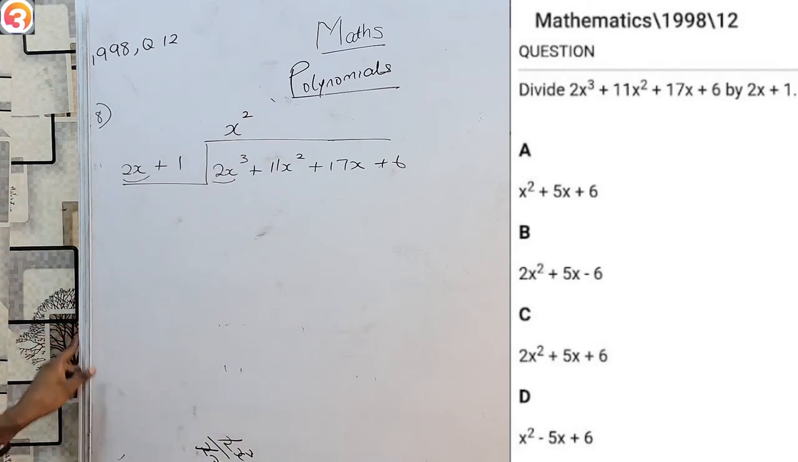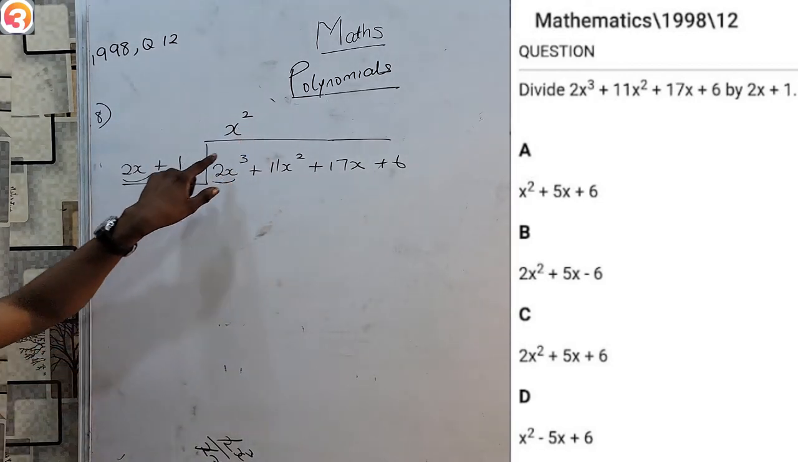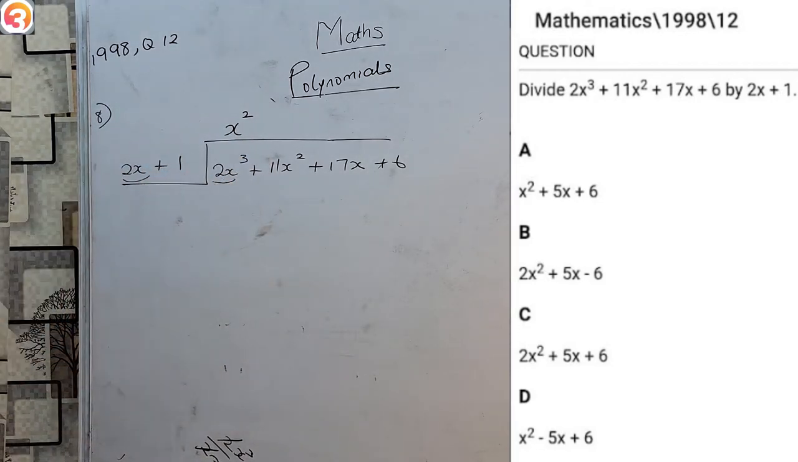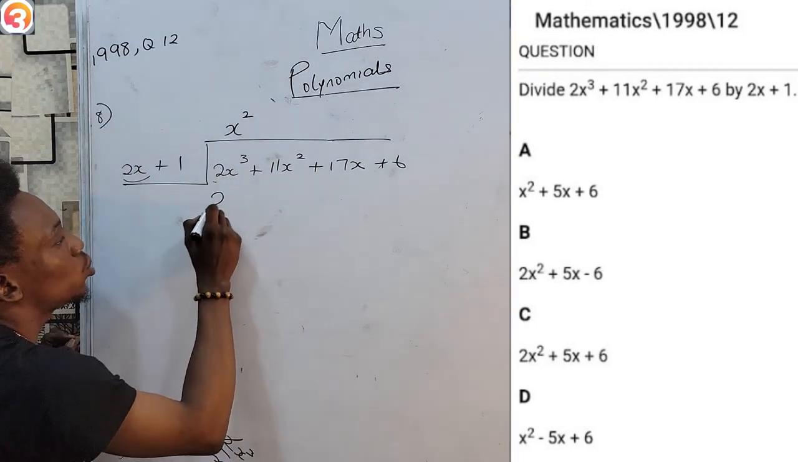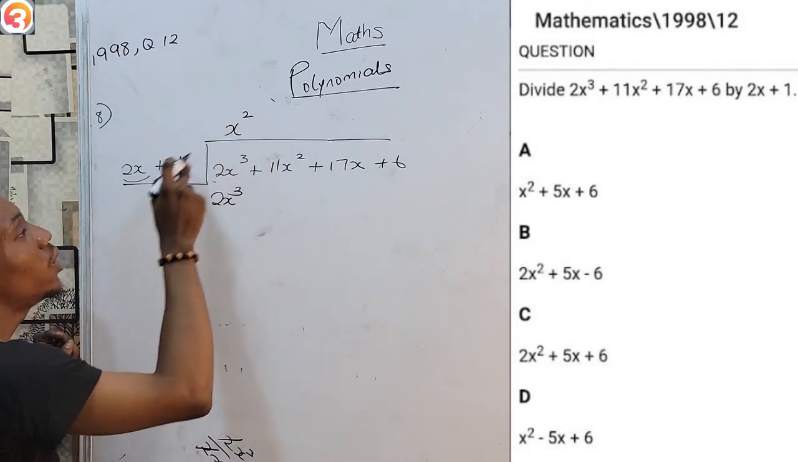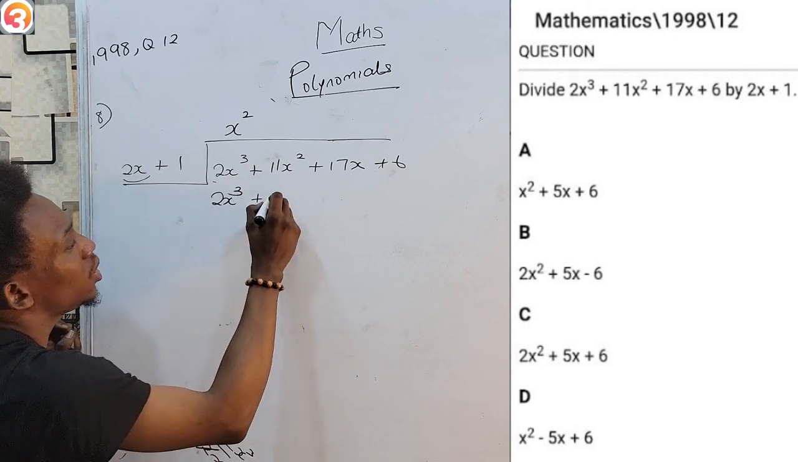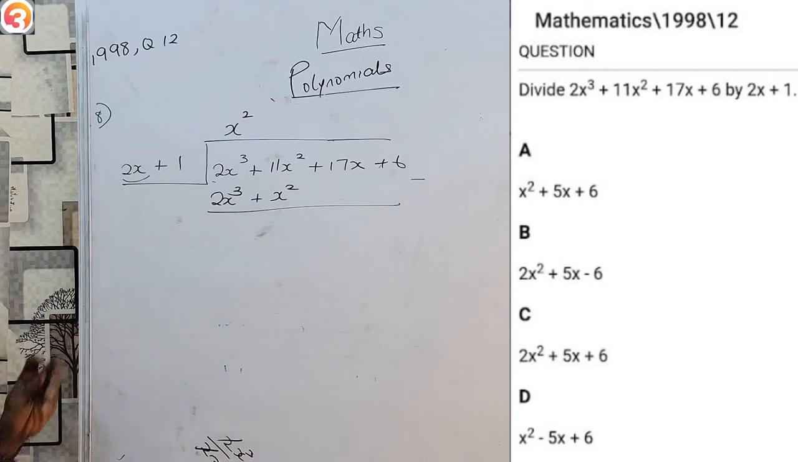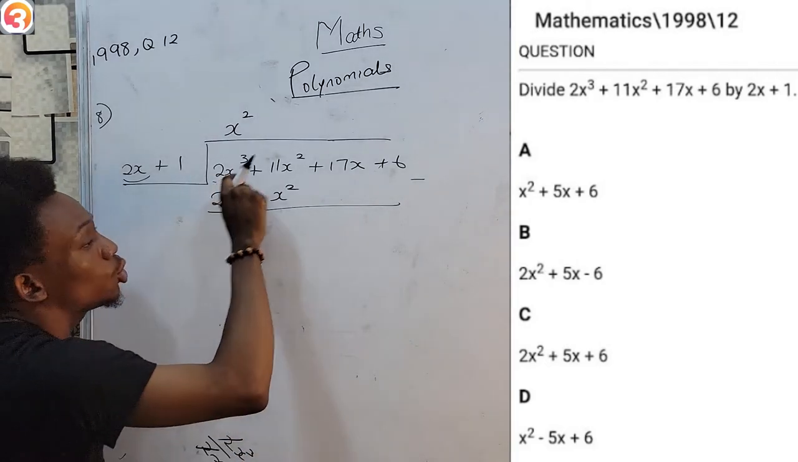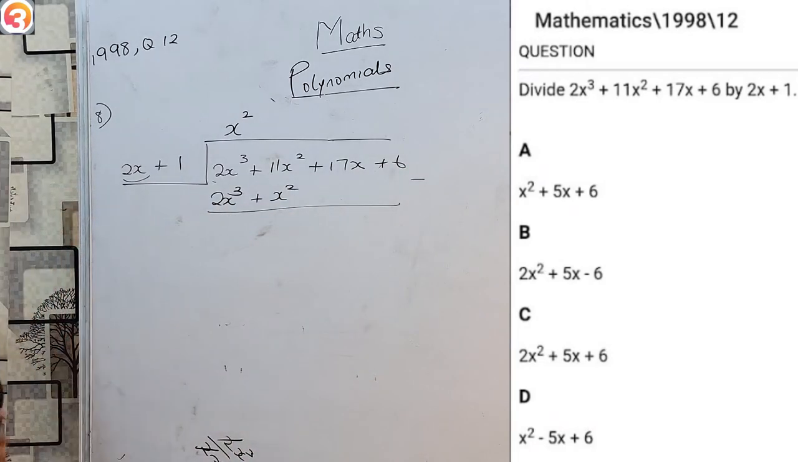Once I get that first answer, I use this answer to multiply everything I'm dividing by. So, x squared times 2x is 2x cubed. X squared times plus 1 is x squared. Once I multiply, next, I subtract. Now, subtracting is simple. 2x cubed minus 2x cubed is 0. And that is very, very important in division.